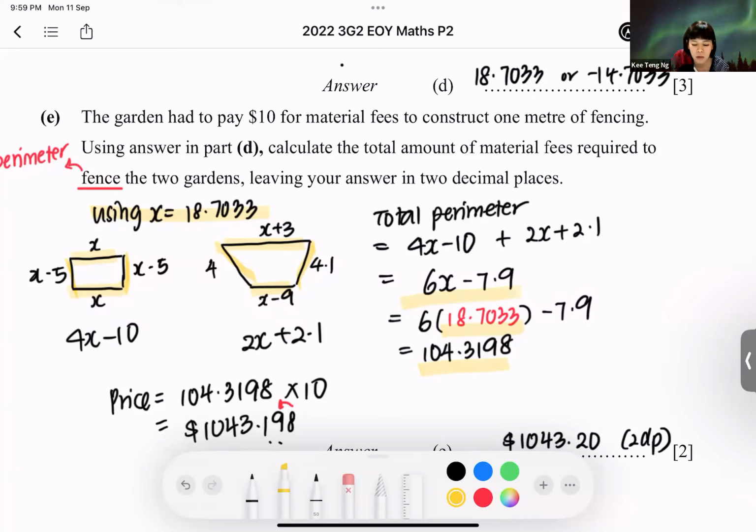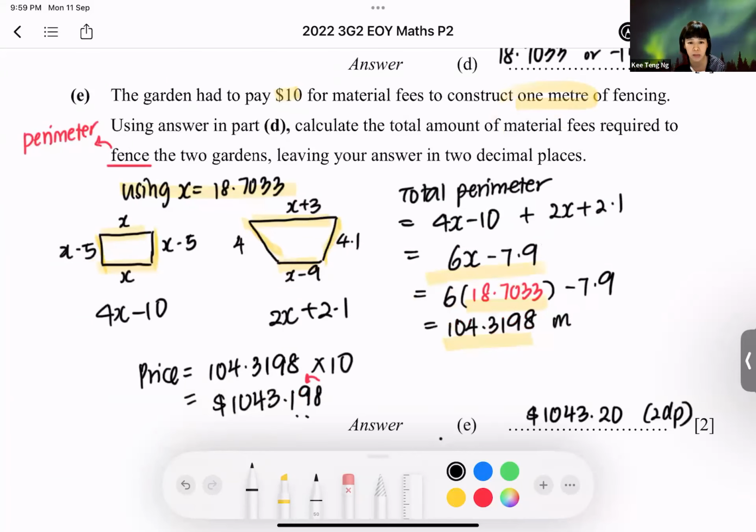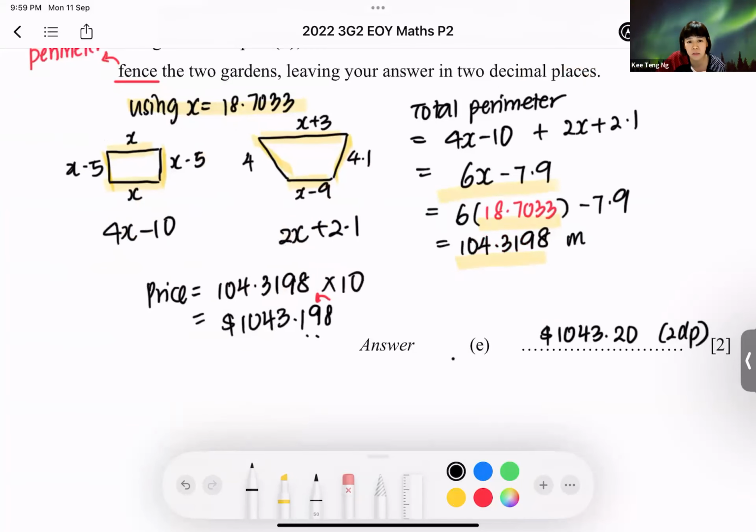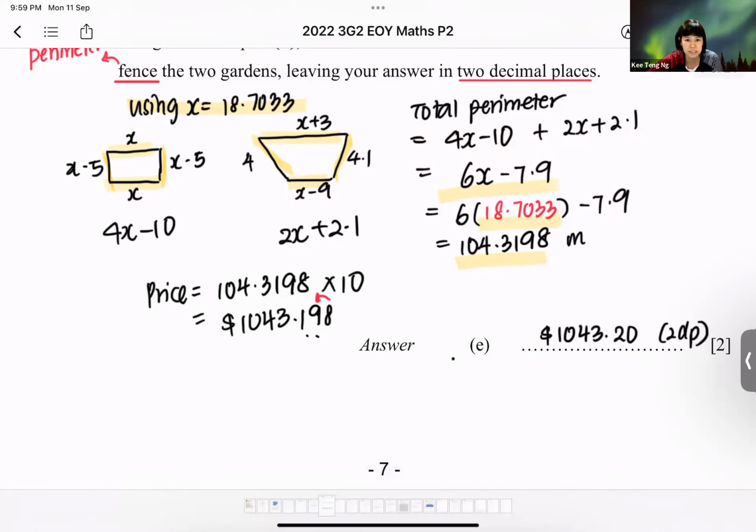But remember, $10 for 1 meter. This is so many hundred over meters already. So I need to take the number times 10. And the final answer, money, dollars and cents, is always in 2 decimal places. Anyway, the question did tell us to do 2 decimal places. So round this up, it becomes 0.20. Okay, have you gotten the answer?